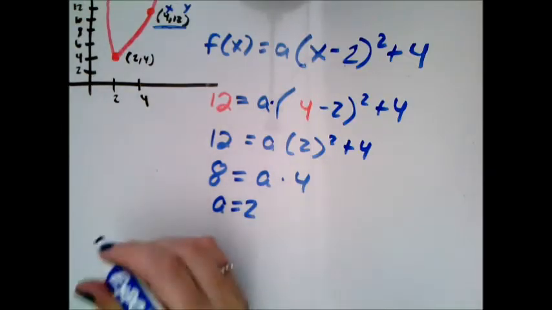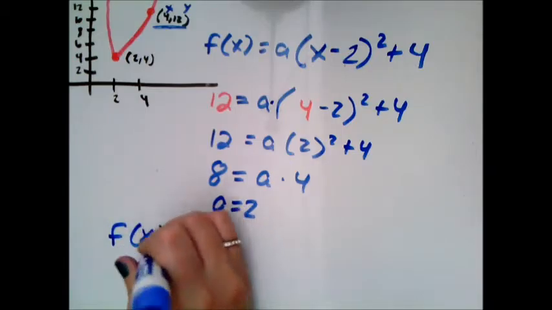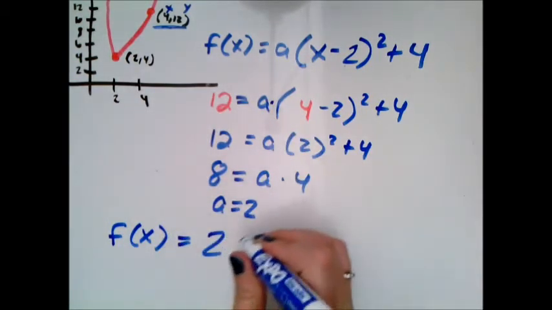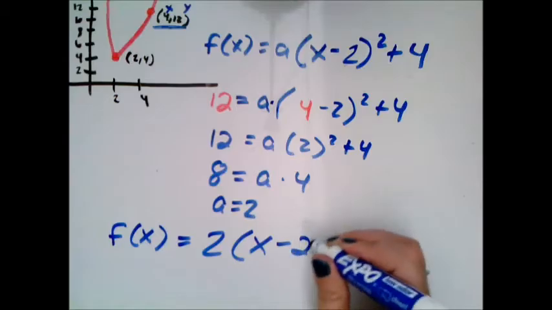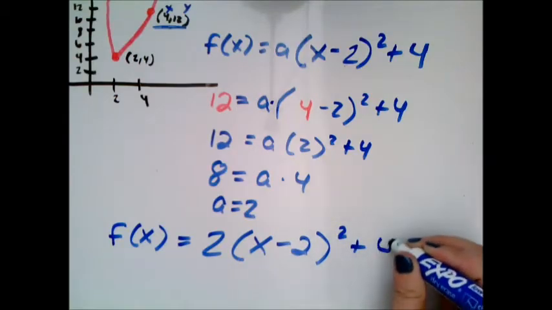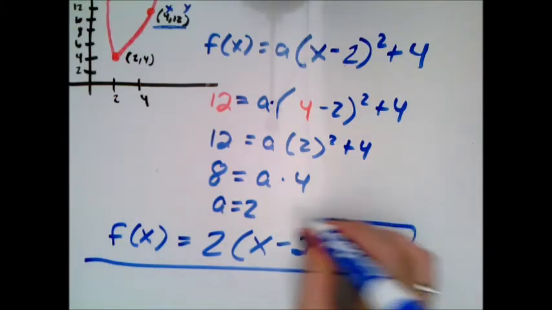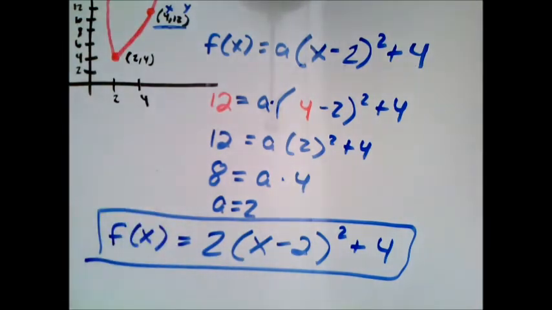And so now I know my equation looks like a is 2. And then 2, 4 was my vertex. So there's the equation that should be a parabola or quadratic equation that goes through those 2 points.